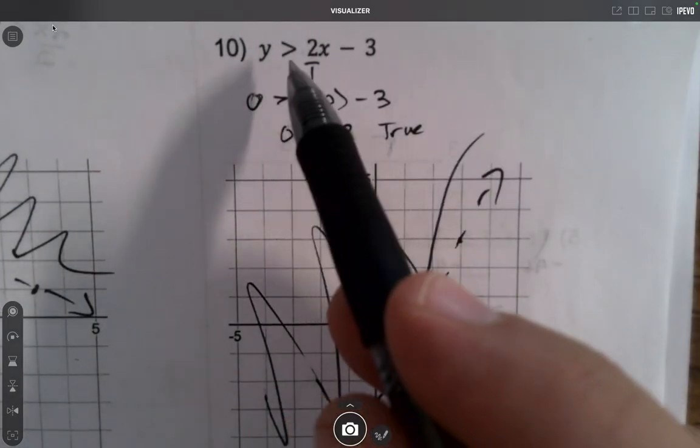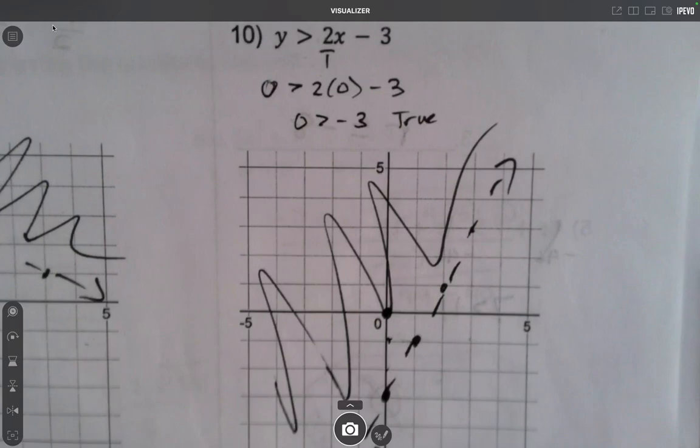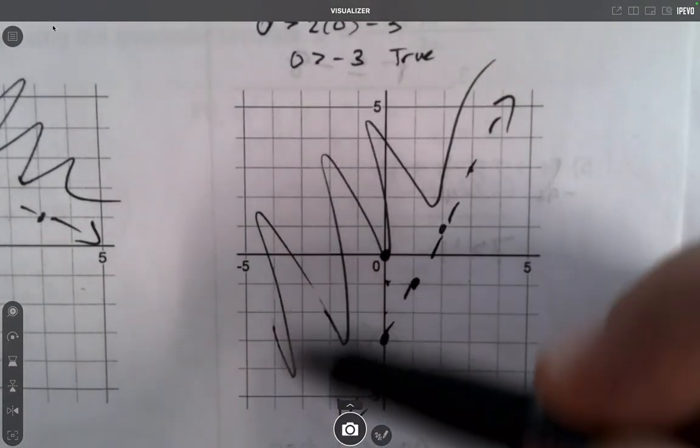And again, it says y is greater than. So that's a hint that almost always, when it's greater than, you'll shade above the line.